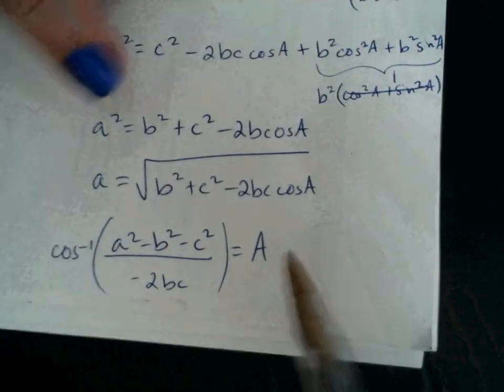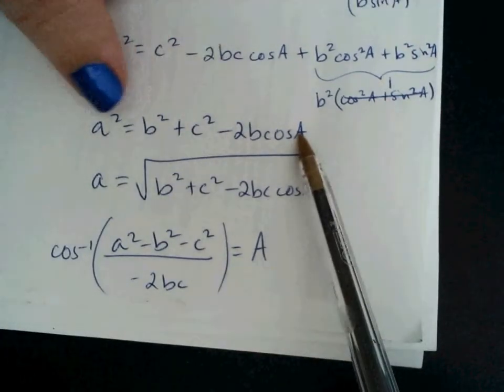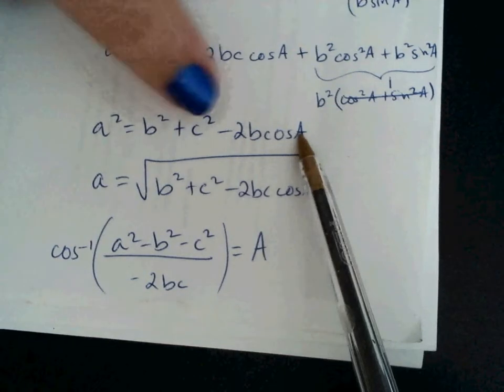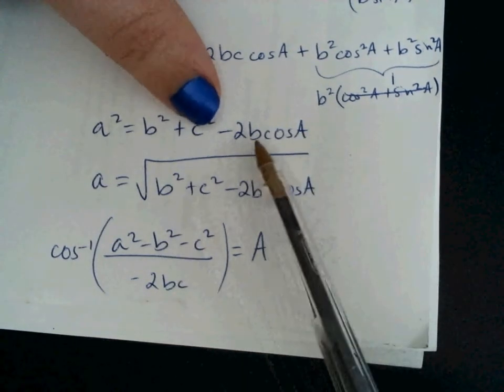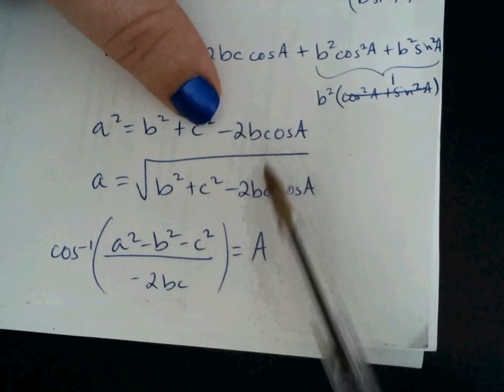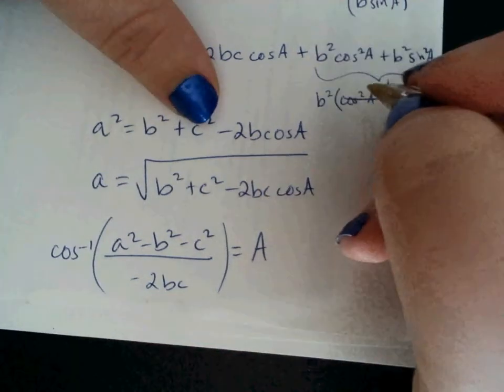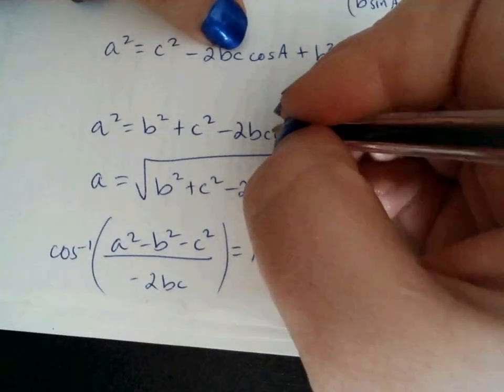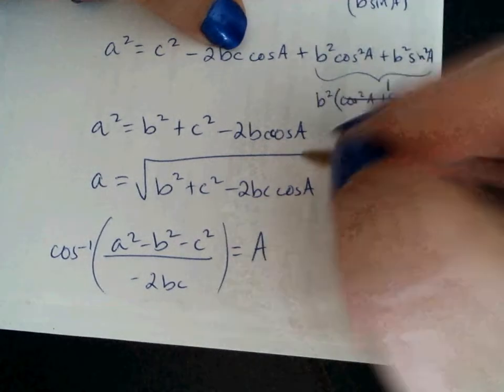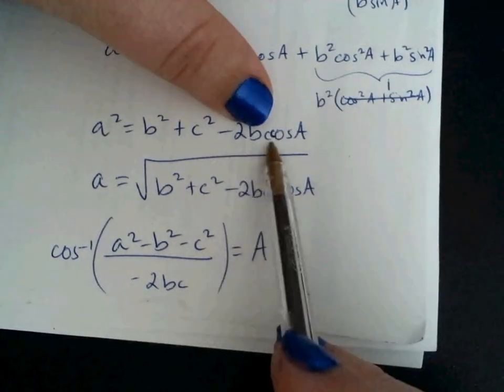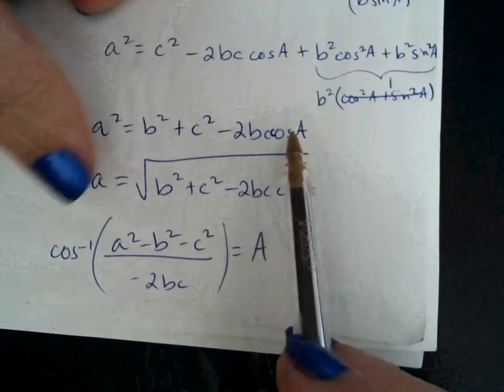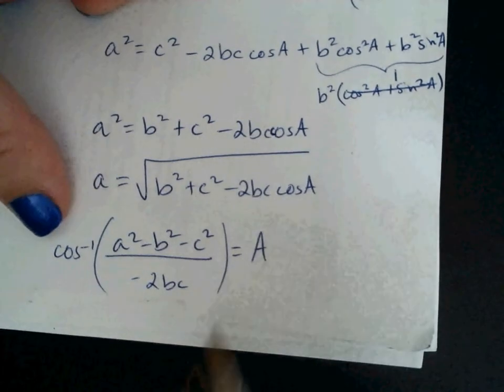Okay. So solving for angle A, I would first subtract these two. So that's the numerator. Divide by negative 2bc. I forgot my c, didn't I? bc cosine A. Okay. Divide by negative 2bc, and then take the cosine inverse. And that would solve for angle A.